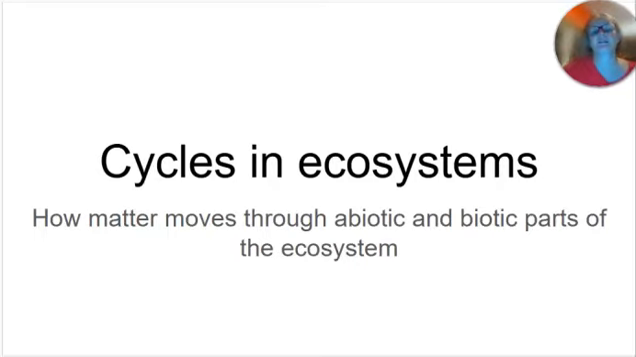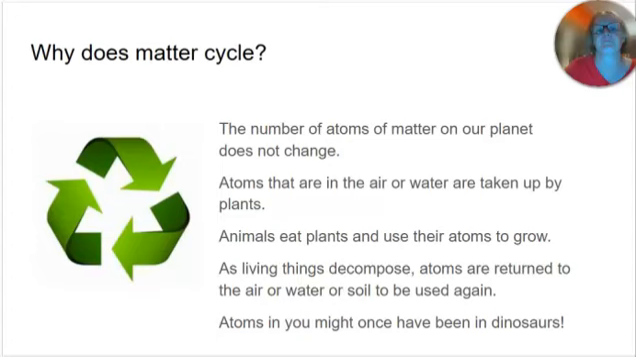In this video, we're going to consider cycles in ecosystems, that is, how matter moves through abiotic and biotic parts of the ecosystem. Matter has to cycle because the number of atoms of matter, that's stuff, so all the elements on our planet, doesn't change.